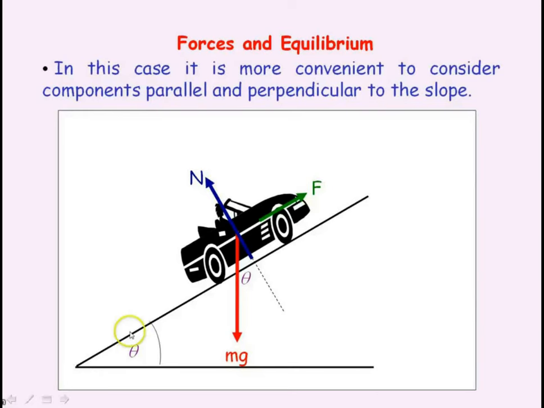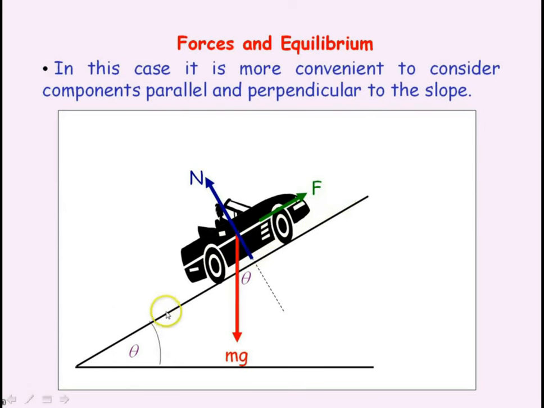Let's consider this example of a car moving at a constant velocity up an incline plane. Because it's moving at a constant velocity, it's not accelerating, so we can say that the resultant force acting on the car is 0. We've got 3 forces acting on the car. We've got its weight acting vertically downwards. We've got the normal reaction force acting on it due to the surface. And we've got the forward force acting on the car, which makes it move at constant velocity up the slope.